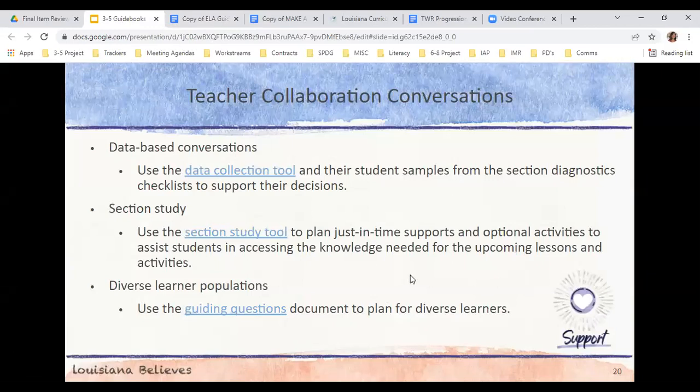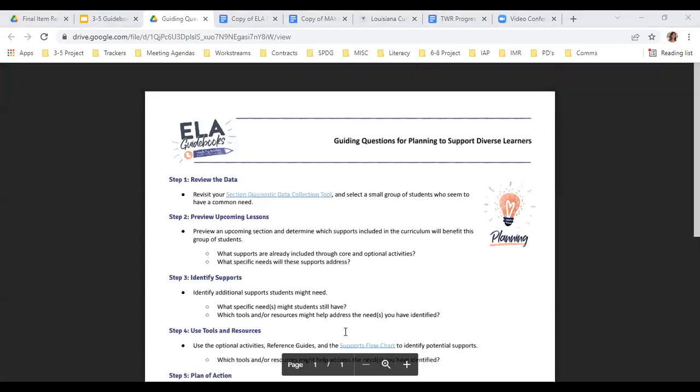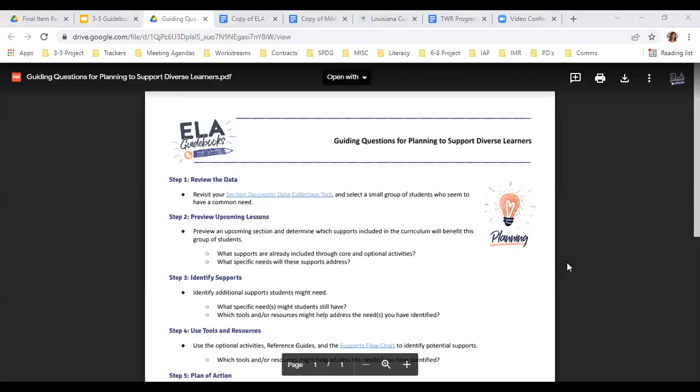Another common teacher collaboration discussion is going to be focused around supporting diverse learner populations. This guiding questions document helps teachers plan learning opportunities with the supports included in the curriculum. This step-by-step process guides teachers in creating an effective action plan for all of their students. So this is the process that is recommended for teachers to plan for those supports of the diverse learning population.